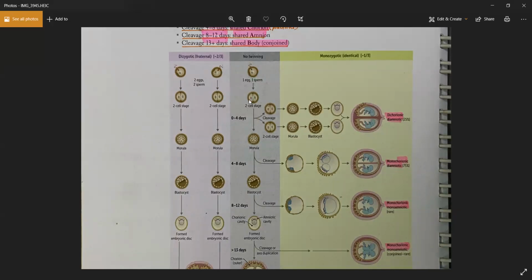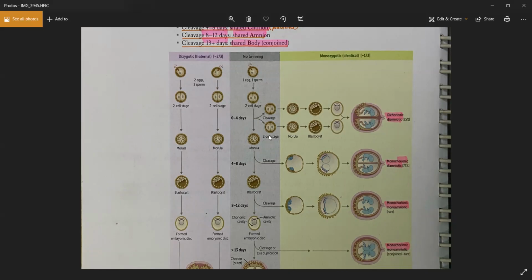Dependent upon at which day you are having a separation, you can have a different type of arrangement of these fetuses in the uterus. For example, if separation occurs within 4 days, then you will have dichorionic, diamniotic twins. They will have a separate amniotic sac and a separate placenta within the uterus, right?